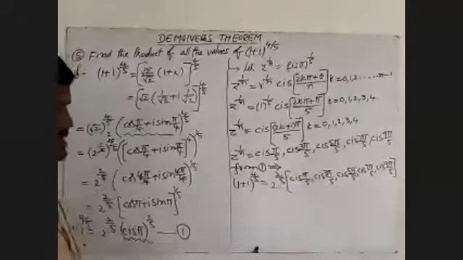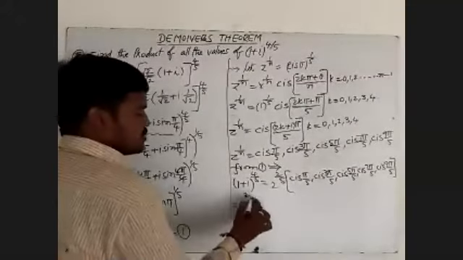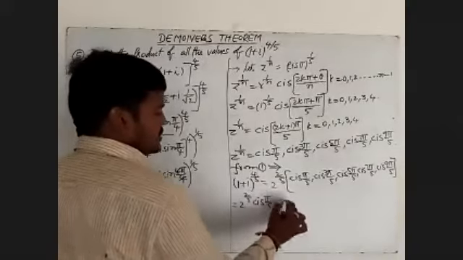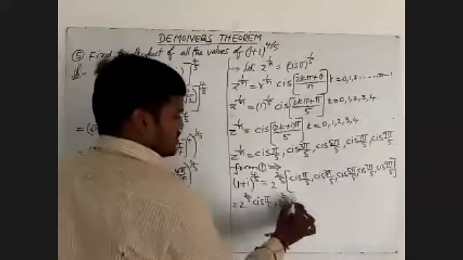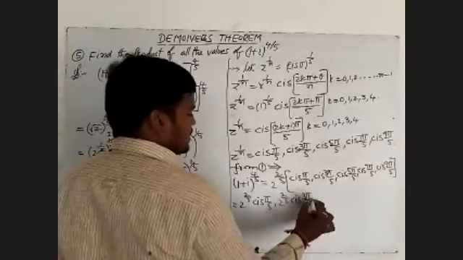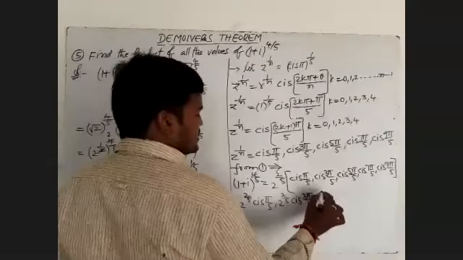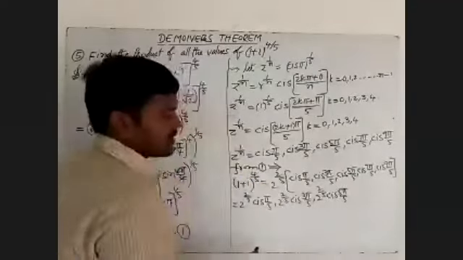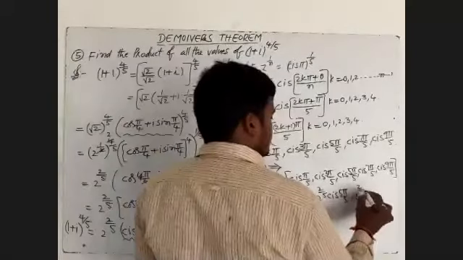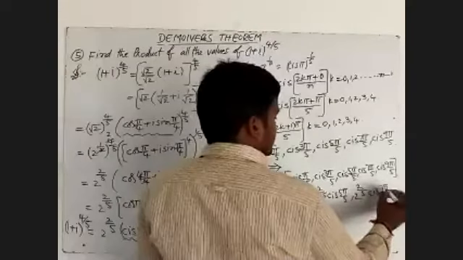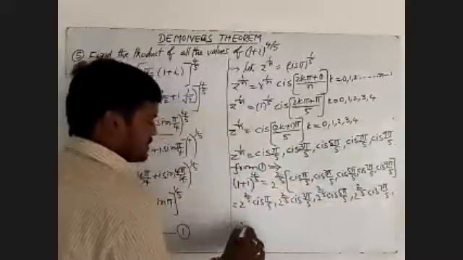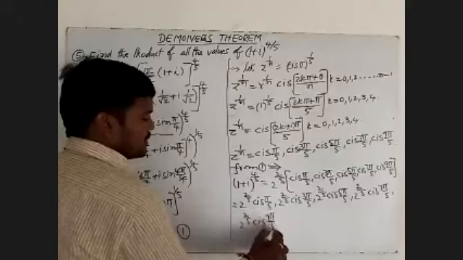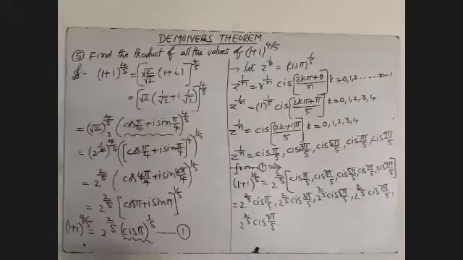Multiplying in this one, I will write 2 power 2 by 5 into cos pi by 5. After that, 2 power 2 by 5 into cos 3 pi by 5. Then 2 power 2 by 5 into cos of 5 pi by 5. Then 2 power 2 by 5 into cos of 7 pi by 5. Then 2 power 2 by 5 into cos of 9 pi by 5. These are the given values.